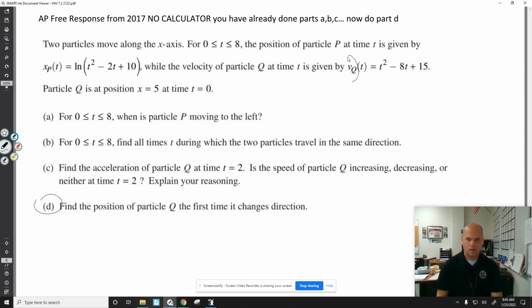But here we have velocity of Q. When does the particle change directions? We'll set the velocity equal to 0. I believe we did this, but then I'll just show you the alternate way to get the position besides taking the antiderivative and finding C. I get t minus 5, t minus 3. So I'm looking at t equals 3. I want to find my position at time 3.